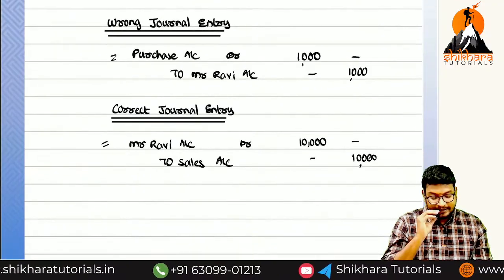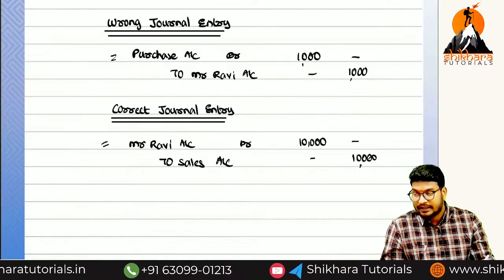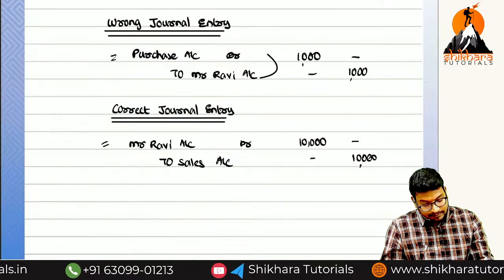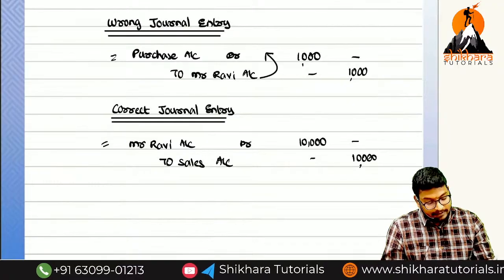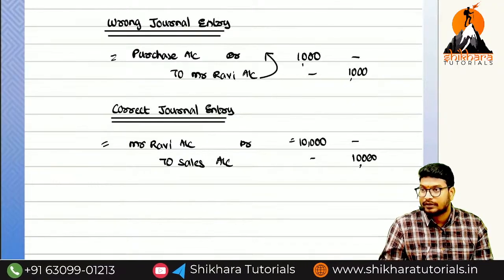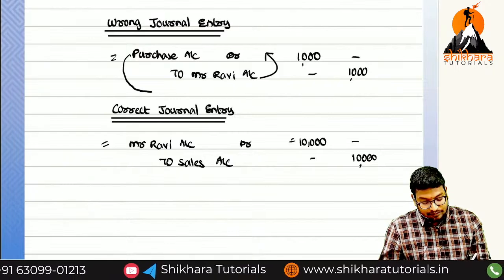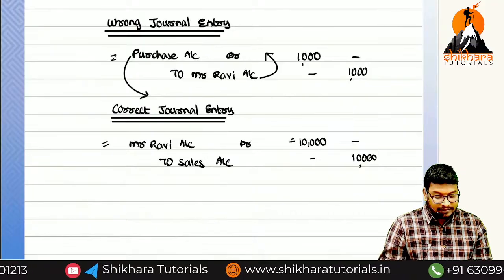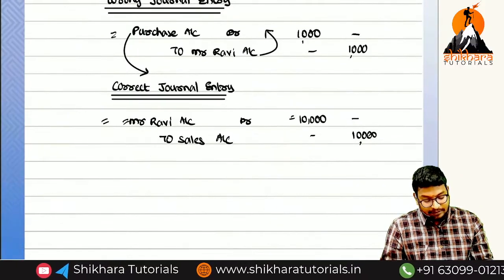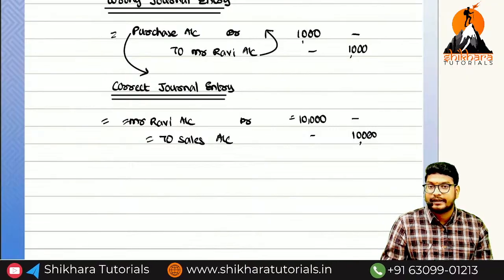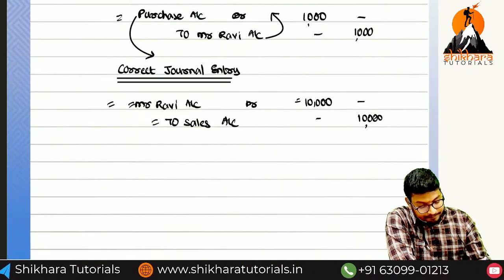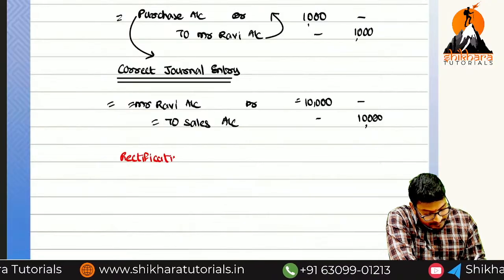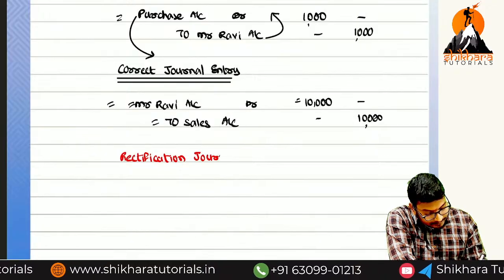Ultimately, what is the entry we are going to get, ma? Ravi should be debited or Ravi should be credited? Ravi should be debited with how much? 1,000 plus again how much, ma? 10,000. What is the total amount? 11,000. And purchase should be cancelled, so what we need to do, ma? Credit side. We have to transfer to the credit side. What is the entry we are going to get? Mr. Ravi again on the debit side and sales again on the credit side. What is the rectification entry, ma? Rectification journal entry.